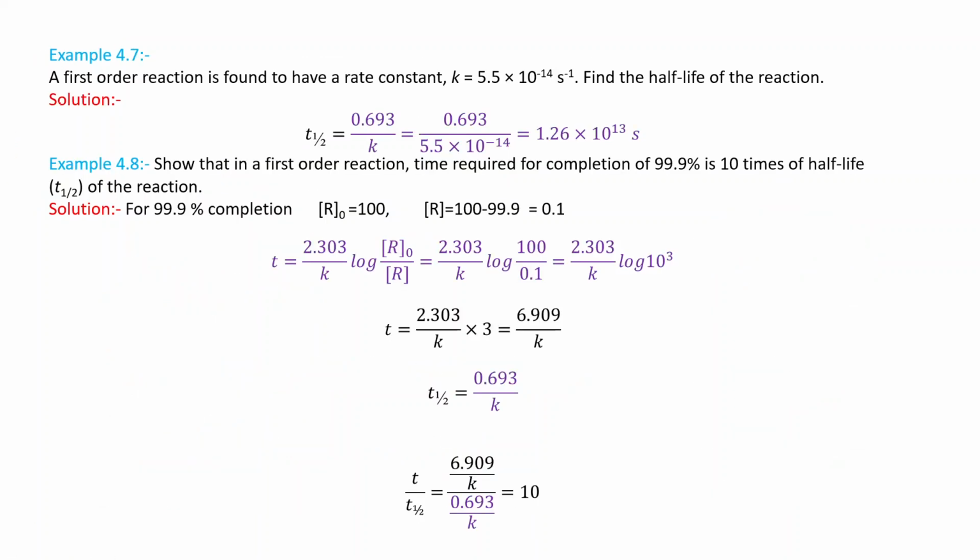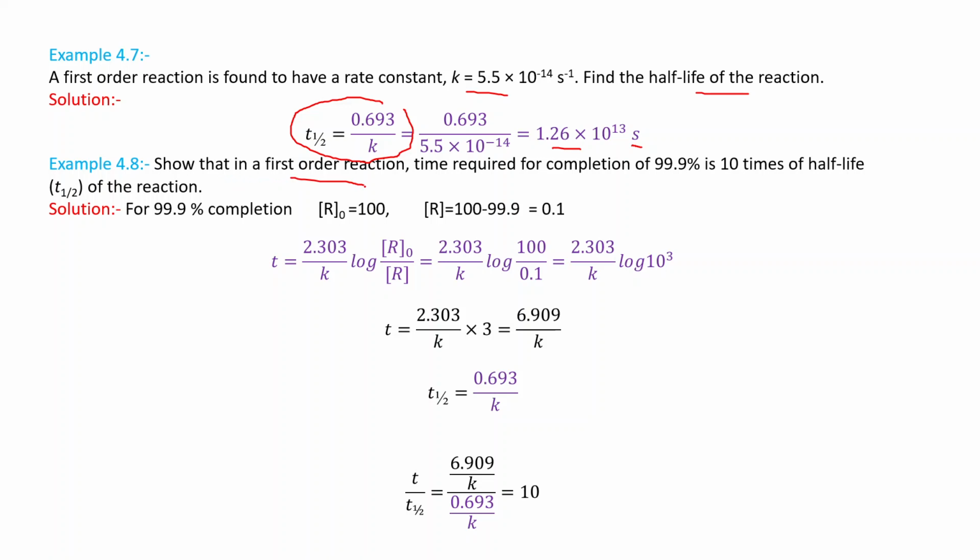Now next, a first order reaction is found to have a rate constant as given. Find the half-life of the reaction. Very simple question. This is the relation between t half and rate constant. Put the value and we will get this one. Again, don't forget to put the unit.